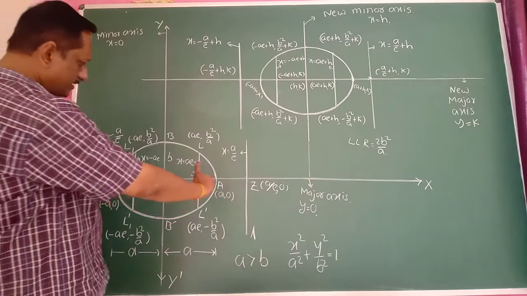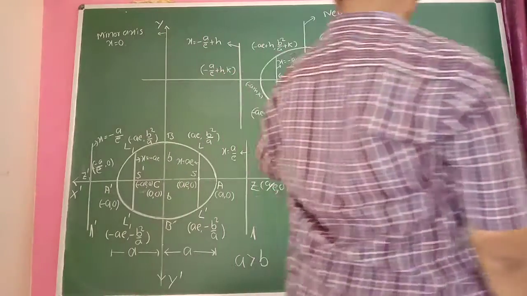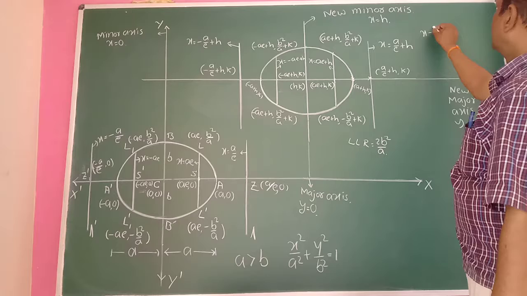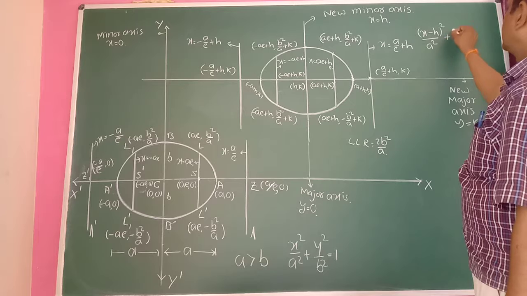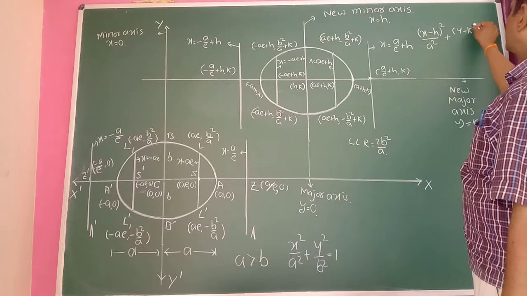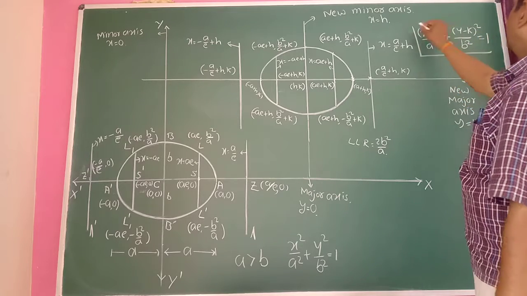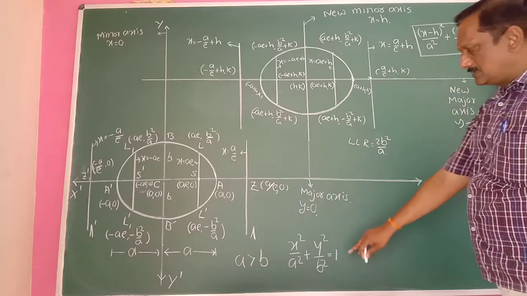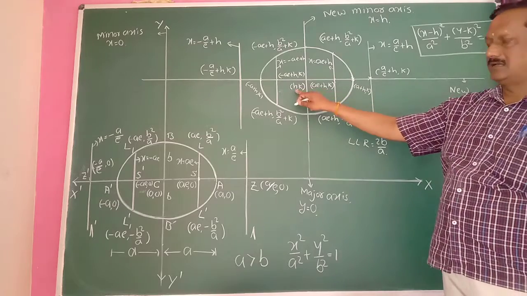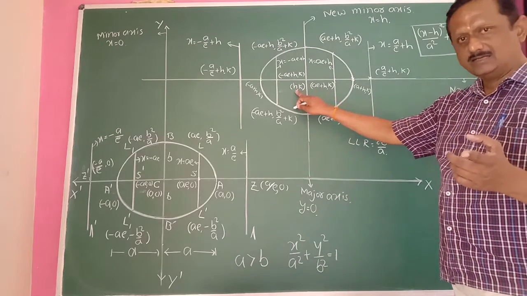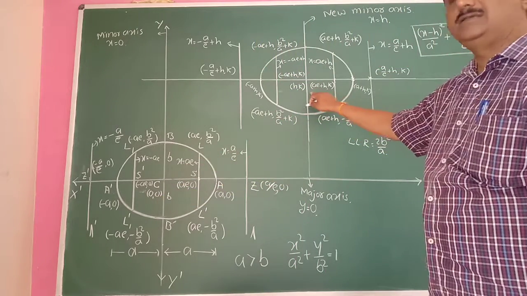Suppose you shift the ellipse to some other point h comma k, then the equation of this ellipse becomes (x minus h) whole square divided by a square plus (y minus k) whole square divided by b square is equal to 1. Okay. So in this case the center of the ellipse is the origin, and in this case the center of the ellipse is h comma k.